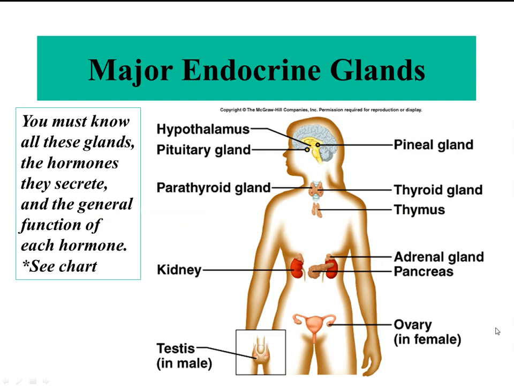These are the major endocrine glands. You must know all these glands, the hormones that they secrete, and the general function of each of these hormones. And you have been provided with a chart that lists these glands, the hormones they secrete, and the function of those hormones. I'm going to stop here, and we will pick up with part 3, looking at the various glands.